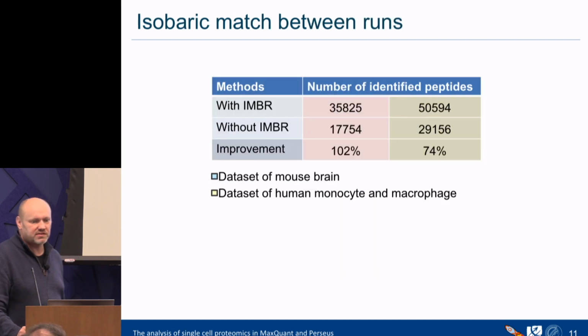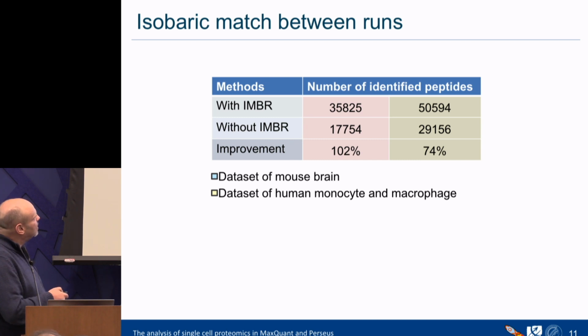So first of all, what does the isobaric match between runs do with them? It doesn't look bad. If you compare just the number of features with and without the new match between runs, it's an improvement by 102%. Okay, these colors are somehow weird. I guess this must be the mouse brain data, and it's a 74% increase in the monocyte. No, I think I had it in mind that it was the opposite. Okay, good. Well, both are good, right?